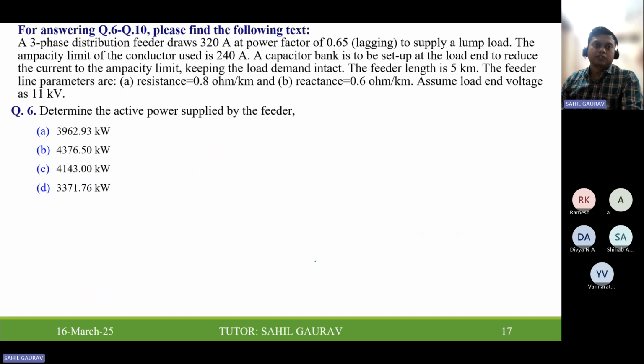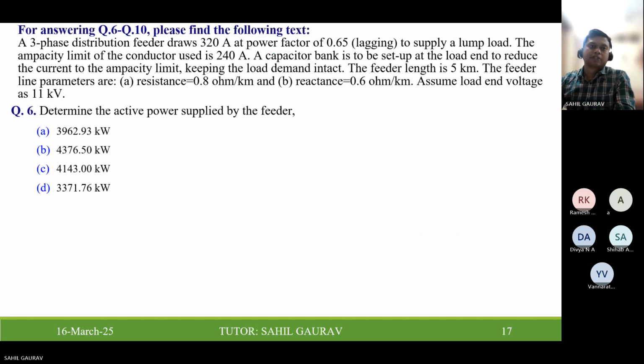Now let us come to problem 6. A three-phase distribution feeder draws 320 ampere at a power factor of 0.65 lagging, and it is supplied to a lump load. The ampacity limit of the conductor is 240 ampere. A capacitor bank is to be set up at the load end to reduce the current to the ampacity limit, keeping the load current intact. The feeder length is 5 km.